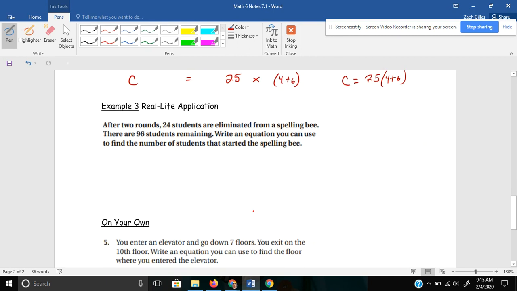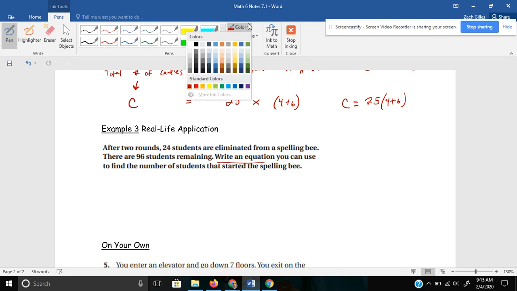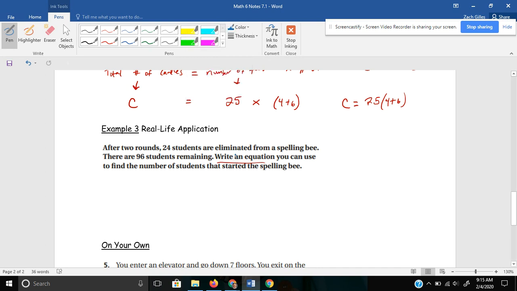All right, finishing up with the real life example today. It reads, after 2 rounds, 24 students are eliminated from a spelling bee. There are 96 students remaining. Write an equation you can use, so the end goal, we should have an equation, to find the number of students that started the spelling bee. All right, this problem is kind of like working backwards because we know how many are in it now, but we also know how many have been eliminated. So we could find the number of students that started.